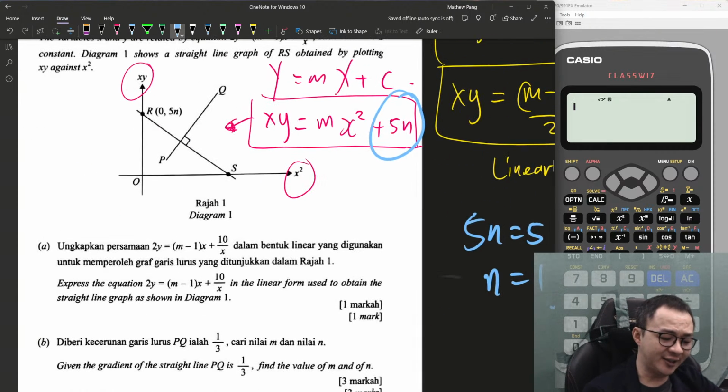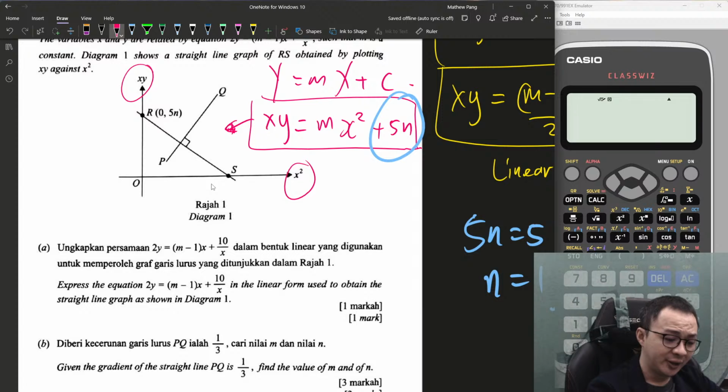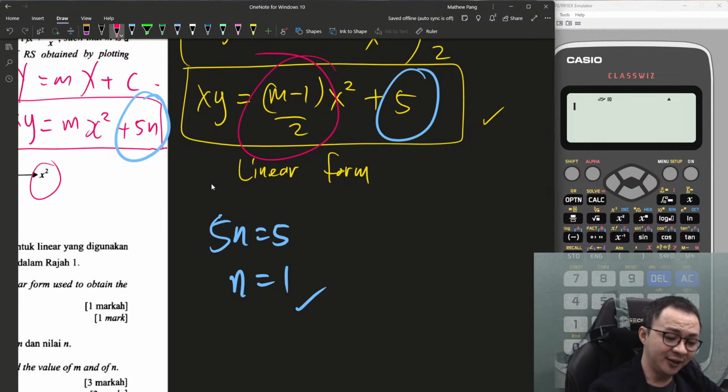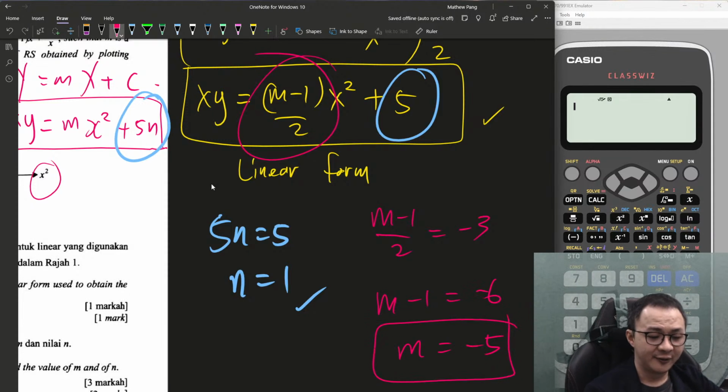And then I have the gradient somehow. They tell me PQ, this one, gradient is 1 over 3. Then since they are perpendicular, I will know m2 will equals to negative 1 over m1, right? So m2 equals to negative 1 over 1 over 3. Then m2 is just negative 3, isn't it? Then I know my m2 is negative 3. So therefore, my gradient here should equals to negative 3. Negative 5. Done.